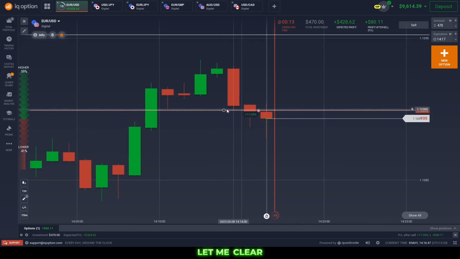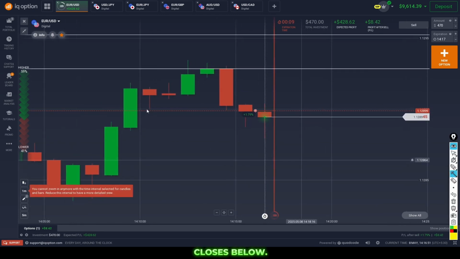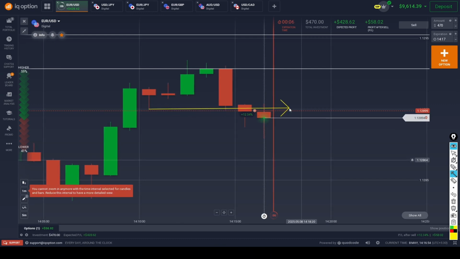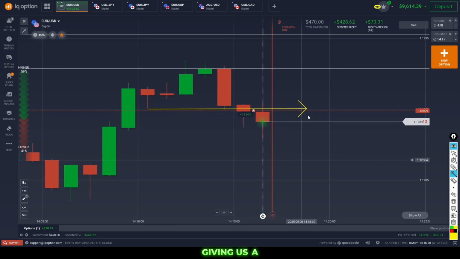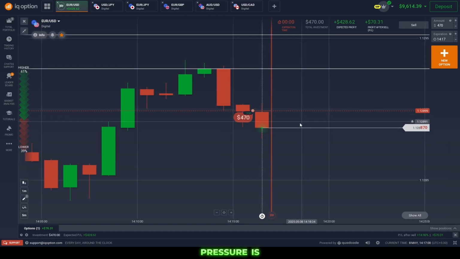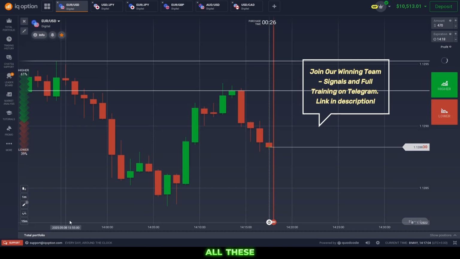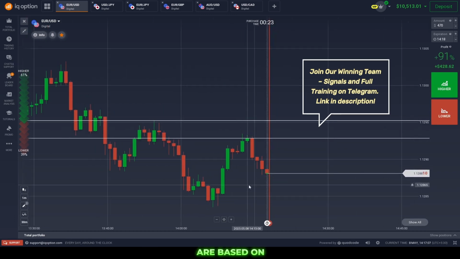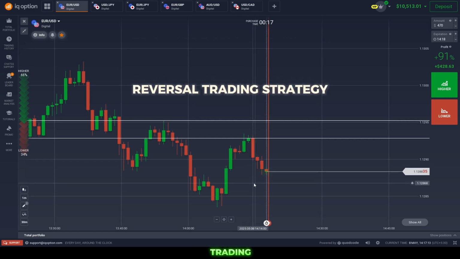Let me clear everything so that you guys can see. The candle closes below the recent support level, giving us a confirmation that selling pressure is high and you can go for a sell trade. All these 3 trades went in profit, and are based on a similar concept, exact similar concept, our reversal trading strategy.